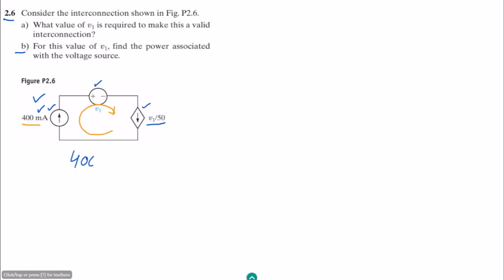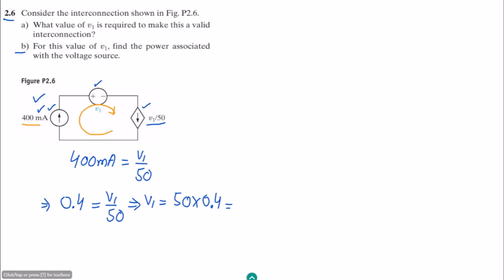So 400 milliamps should be equal to V1 divided by 50. In order to make them equivalent, this is 0.4 actually, and this is V1 divided by 50. So the value of V1 should be 50 multiplied by 0.4, which is 20 volts. This should be the value of V1 if we want to make this a valid circuit. If the value of V1 is 20 volts, this will be a valid circuit.